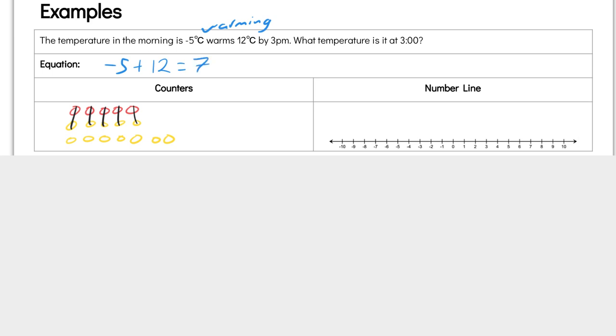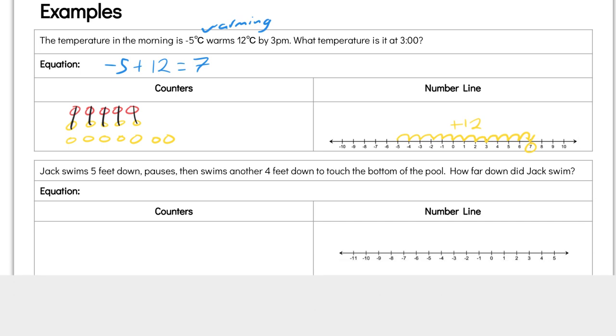On a number line, we would start at -5, and we are adding. So we're adding 12. 1, 2, 3, 4, 5, 6, 7, 8, 9, 10, 11, 12. We added 12, and we ended up with 7. Let's see what we've got next.